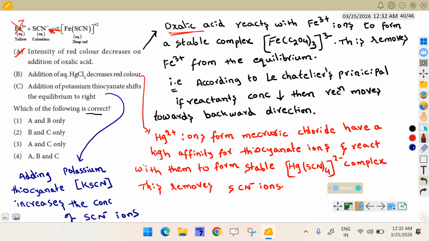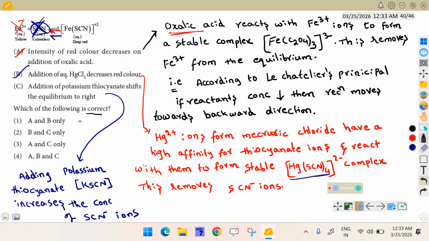HgCl2 mainly reacts with SCN minus and forms a stable complex, Hg(SCN)4 2 minus. It reacts with SCN, which means after addition of HgCl2, the SCN concentration decreases. That means the reactants' concentration decreases, so the backward reaction is favored. So the deep red color is converted to colorless.